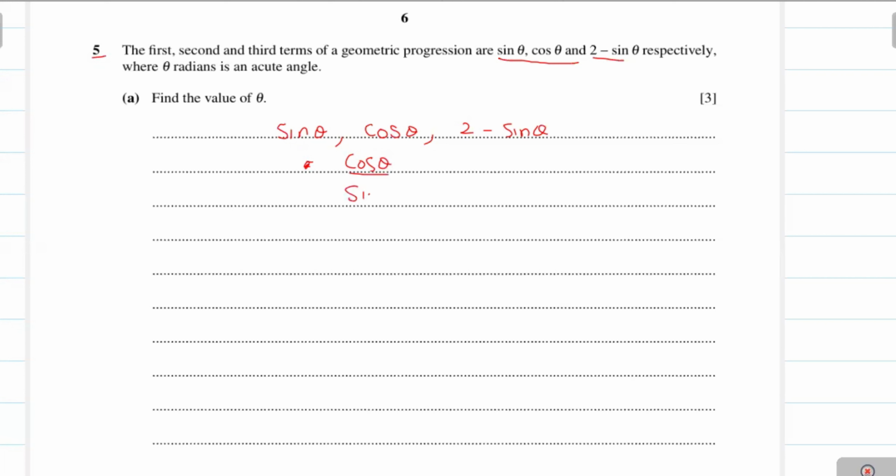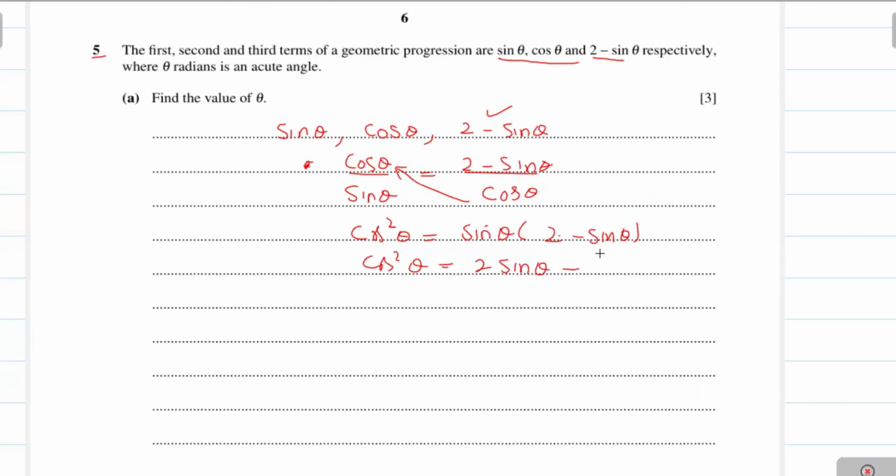Therefore, cos theta over sine theta will be equal to the ratio between the third and second term, which will also be equal to (2 minus sine theta) over cos theta. Therefore, we can write this as cos square theta. We cross multiply, and this will be cos square theta equal to 2 sine theta into (2 minus sine theta), which can be written as cos square theta equals 2 sine theta minus sine square theta, and we shift the sine square theta from right to left side.